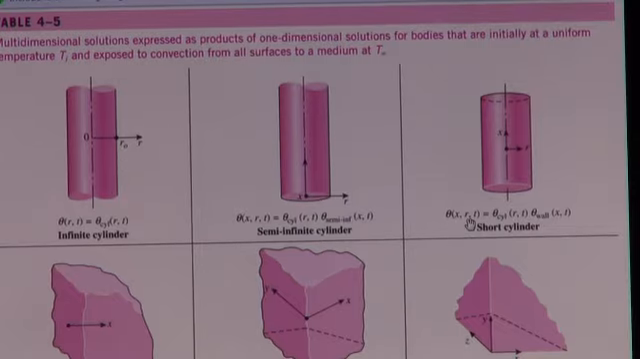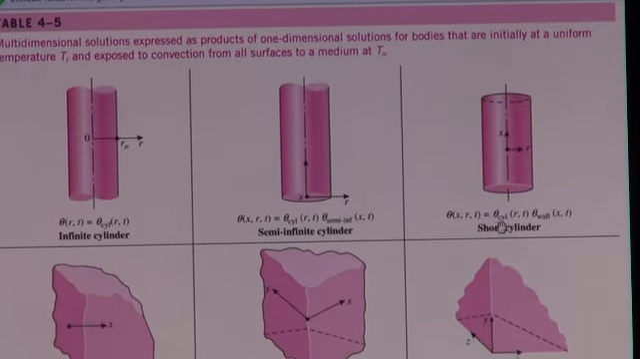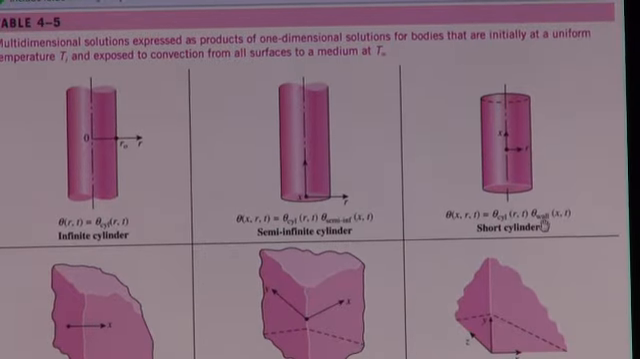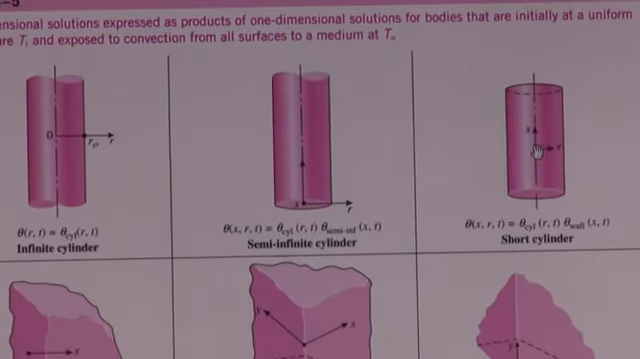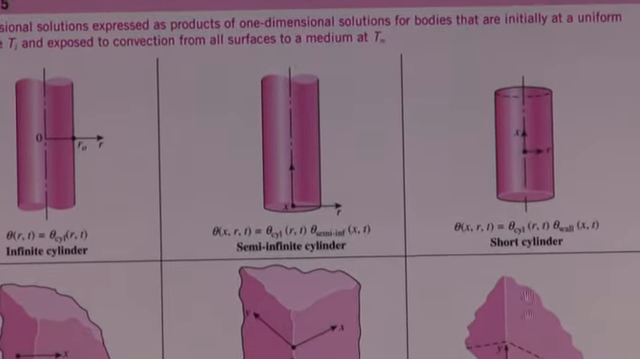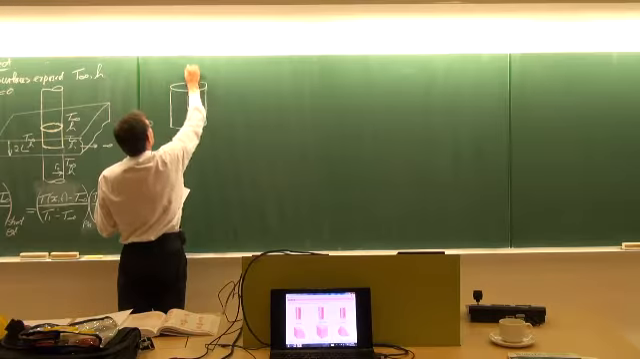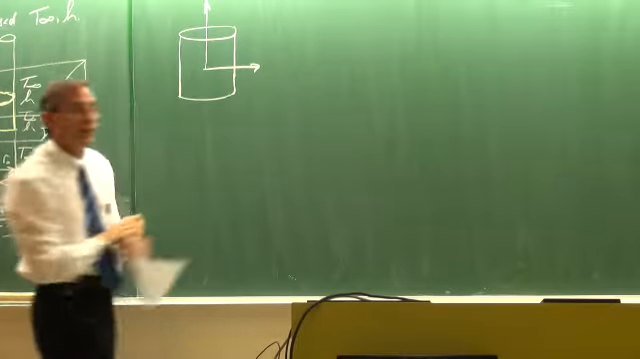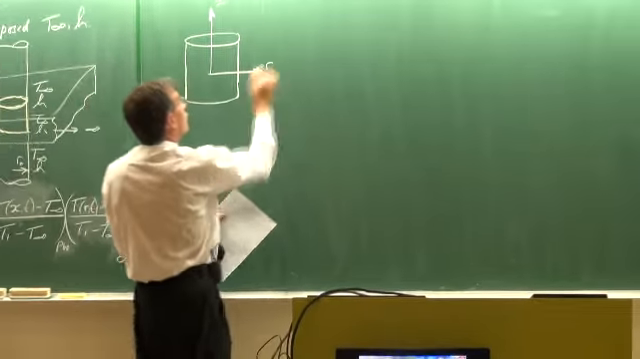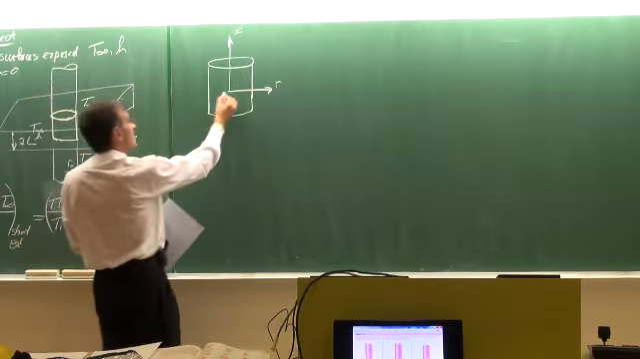It says the temperature distribution inside it is equal to the solution for a cylinder, take note of the coordinate system, multiplied by the non-dimensionalized solution for a plane wall. And very importantly, look where it puts the coordinate system. So if we look at this short cylinder, X is defined from there, and R is defined in that direction, and it is in the center.